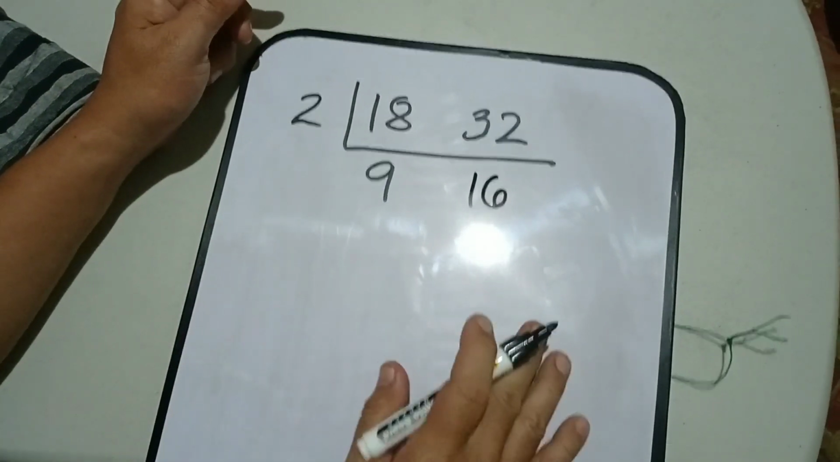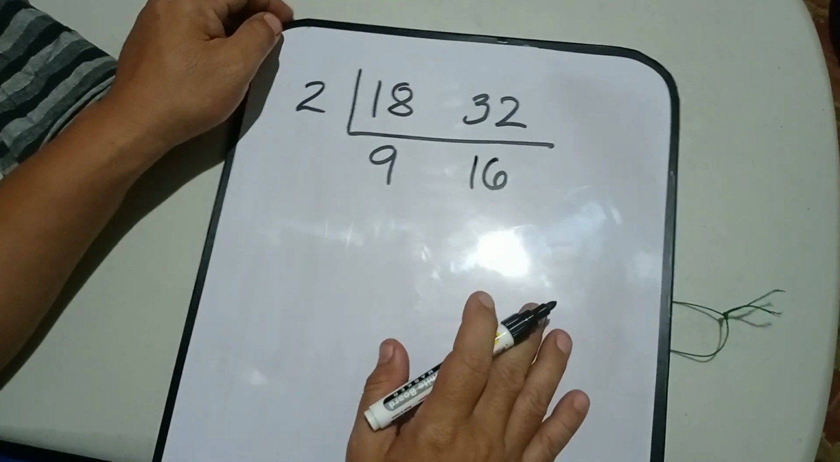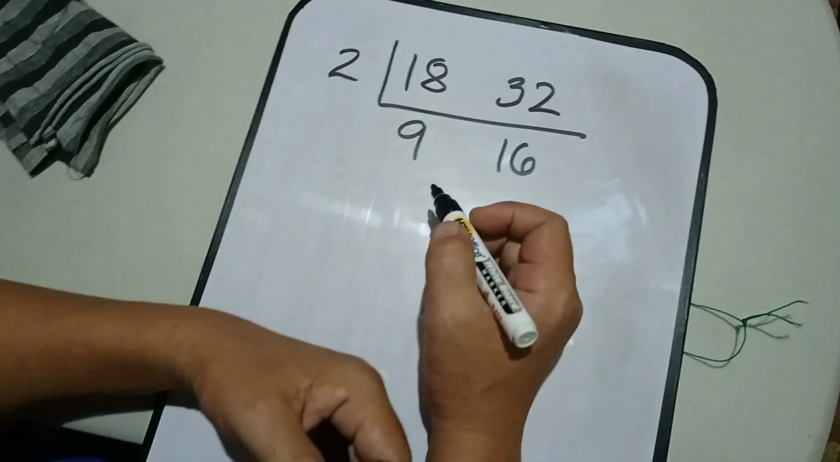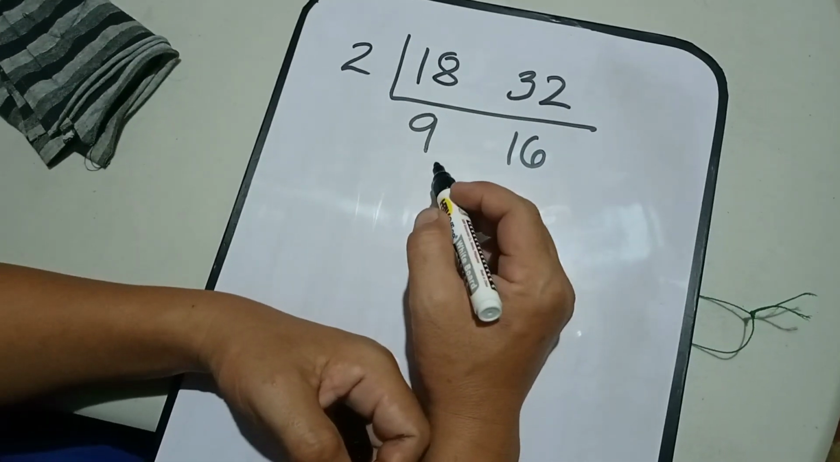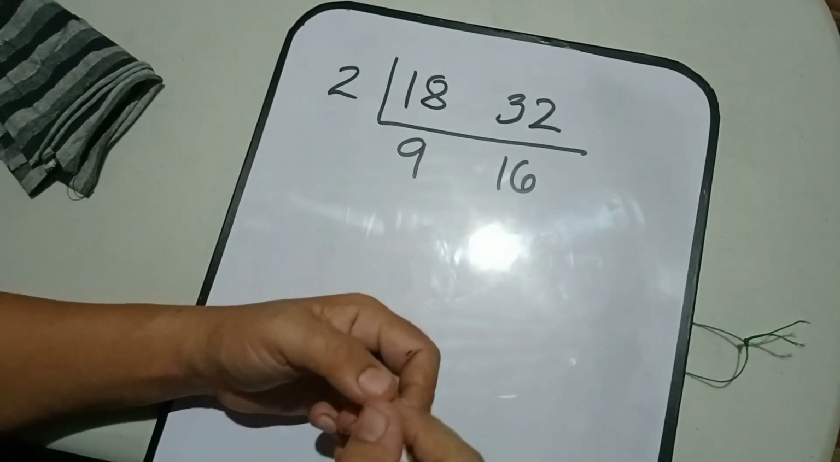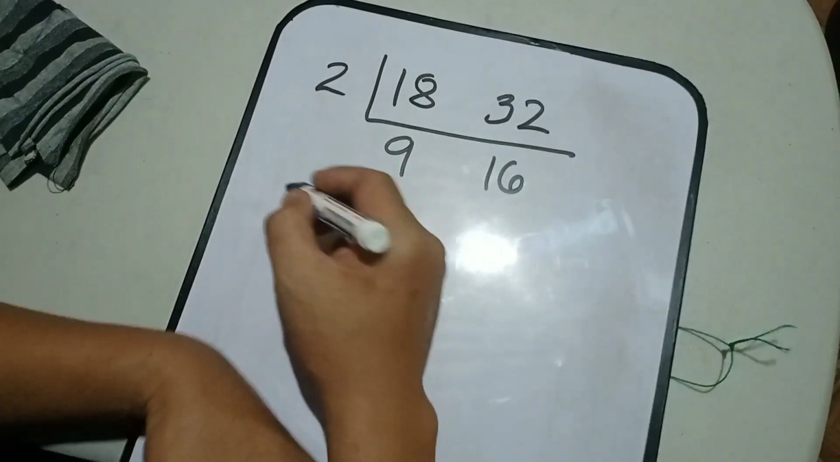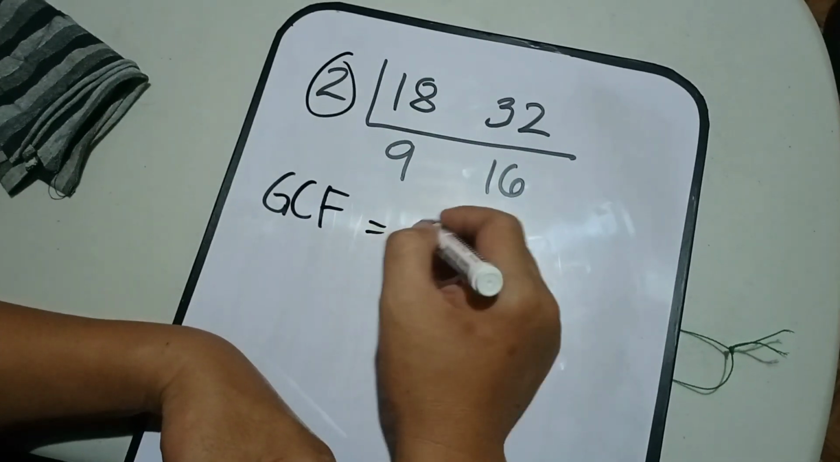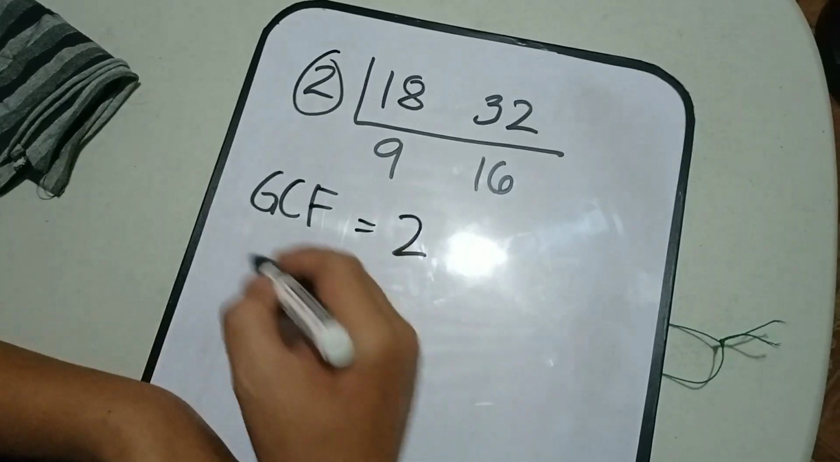Meron pa bang ibang number na divisible by 9 and 16 na common sa kanila? Meron pa? Wala na. So, wala nang common factor. So, ang GCF niya ay magiging 2. How about the LCM?